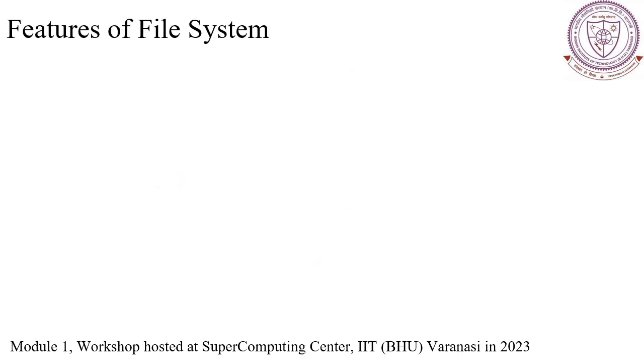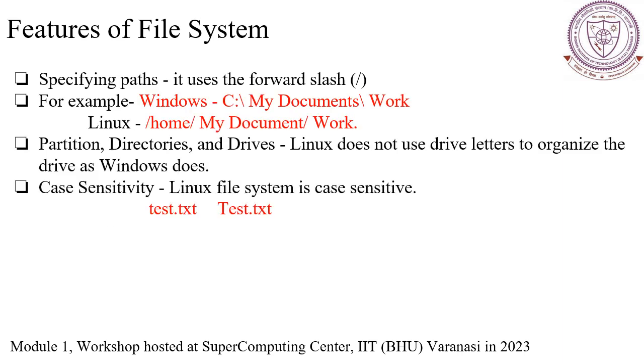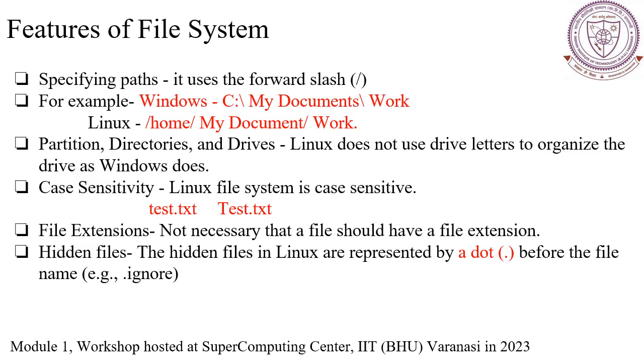Now we will see what the features of the file system are. The Linux file system uses the forward slash to specify the path to files and directories. For example, the path to the work directory in the my document directory is /home/my document/work. This is in contrast with Windows, which uses drive letters to organize drives.